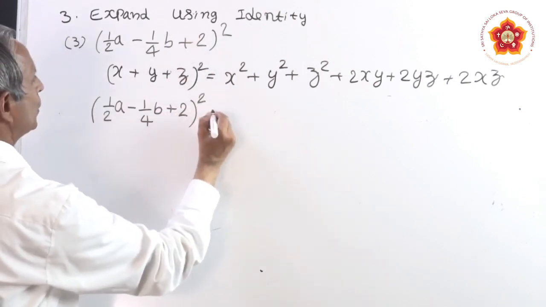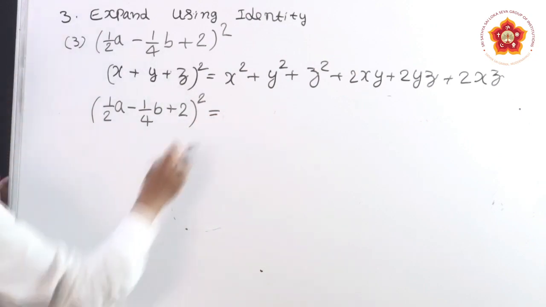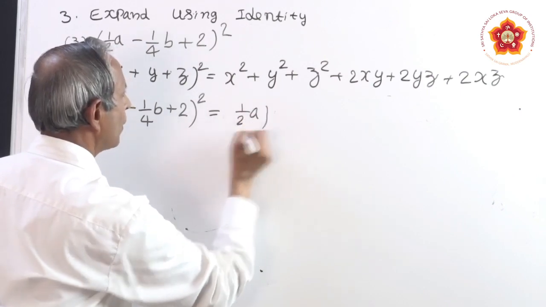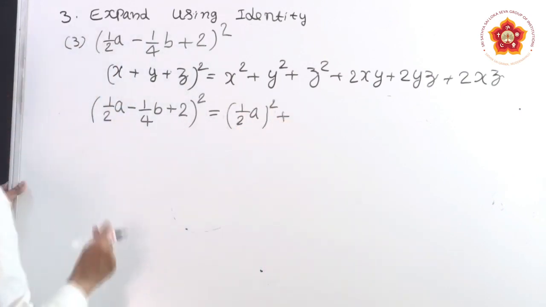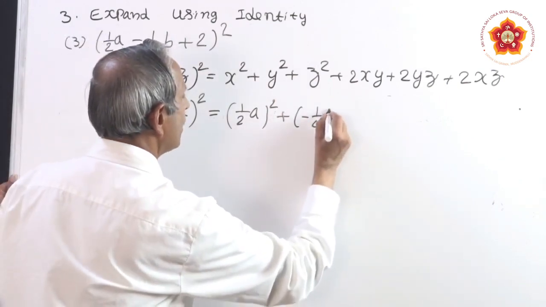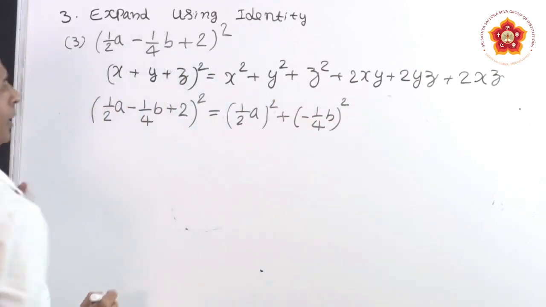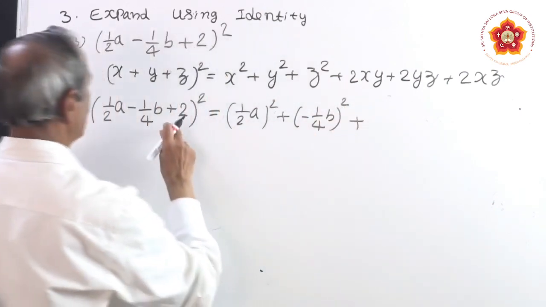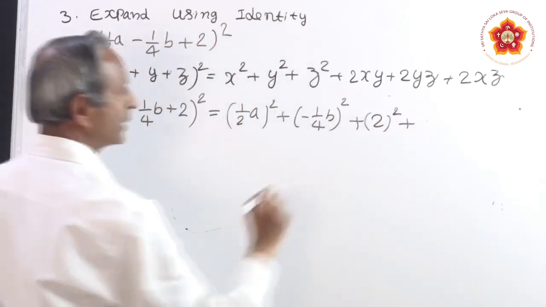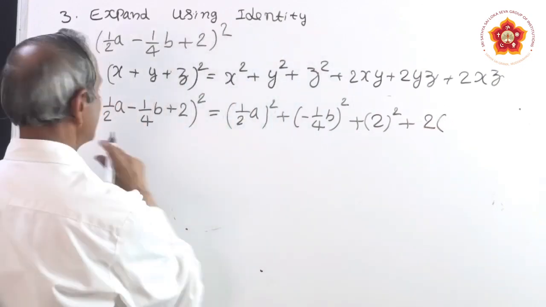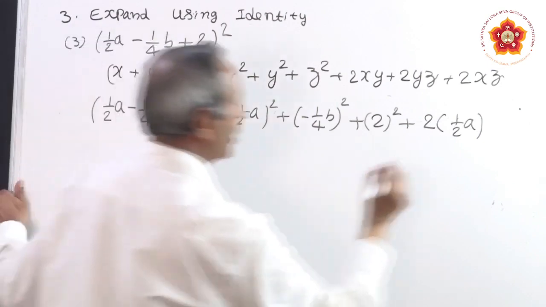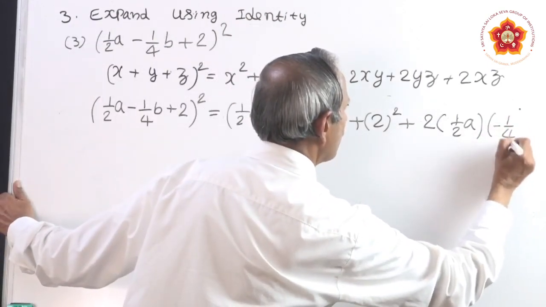Now substitute the values in the given identity. Therefore x square becomes half of a whole square, plus in the place of y, minus 1 by 4 b whole square, in the place of z, 2 is there, it becomes 2 whole square, plus 2xy, in the place of x half a is there, in the place of y minus 1 by 4 b is there, minus 1 by 4 b.